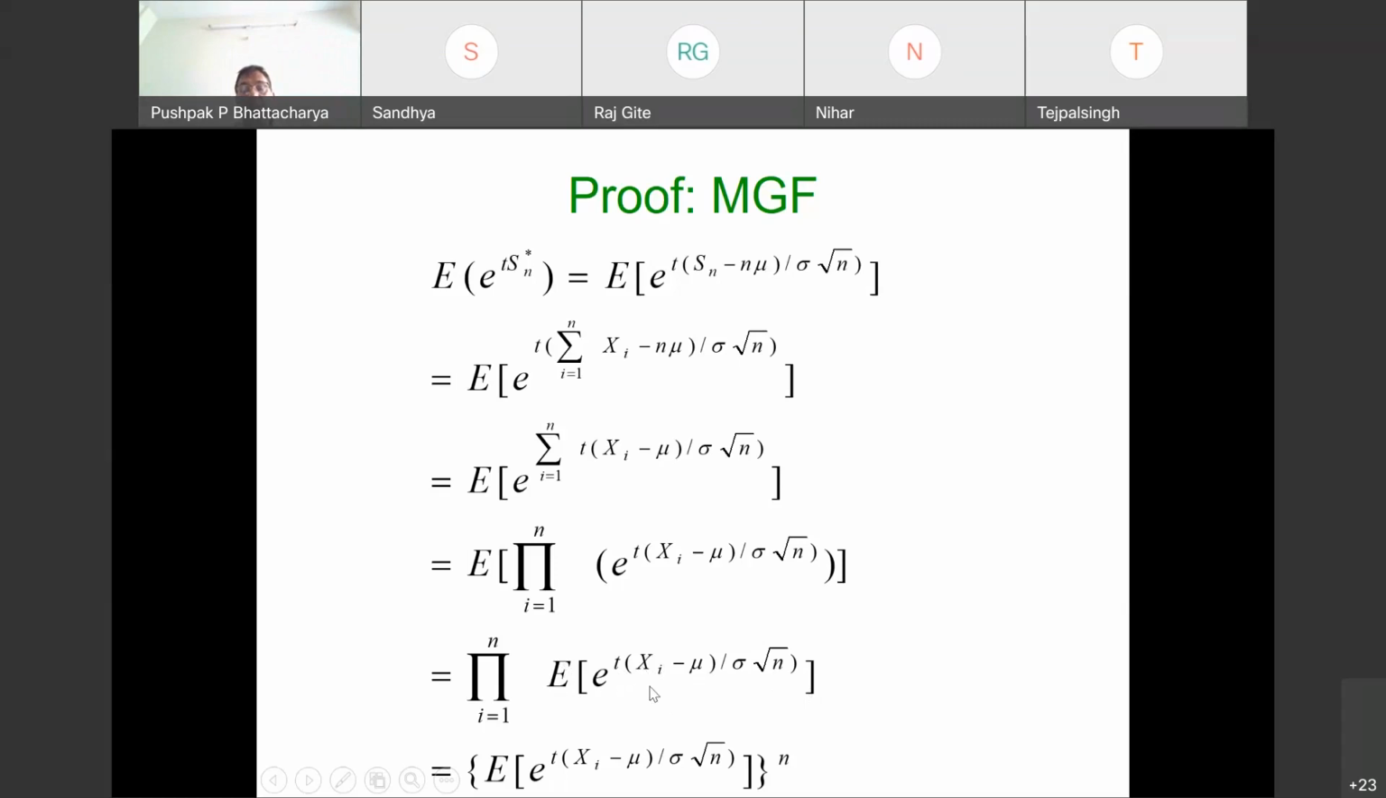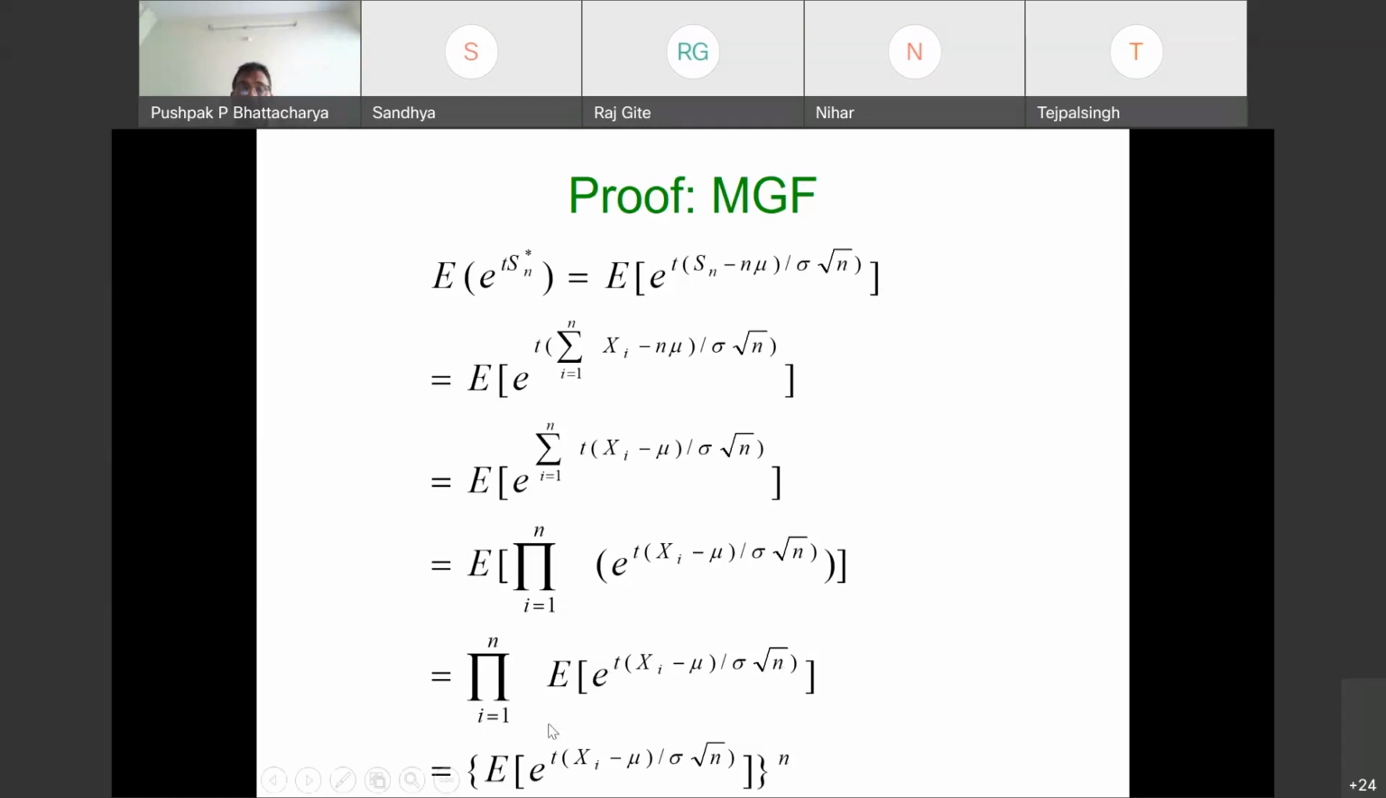Now, you will be able to show whether you are dealing with x1, x2, x3, or xn. All these expectation values will come out to be the same because their mean is mu and the standard deviation is sigma. So just try to show that the expectation of e to the power t into (x1 minus mu) divided by sigma root n is equal to the expectation of e to the power t (x2 minus mu) divided by sigma root n. Just try to show that from first principles by invoking the definition of expectation.